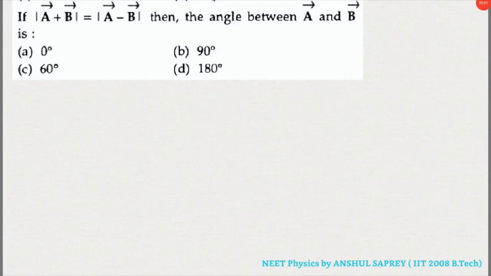Hello students, let's discuss all these important questions based on vectors. This first question says, if magnitude of a vector plus b vector is equal to magnitude of a vector minus b vector, then what is the angle between a vector and b vector?